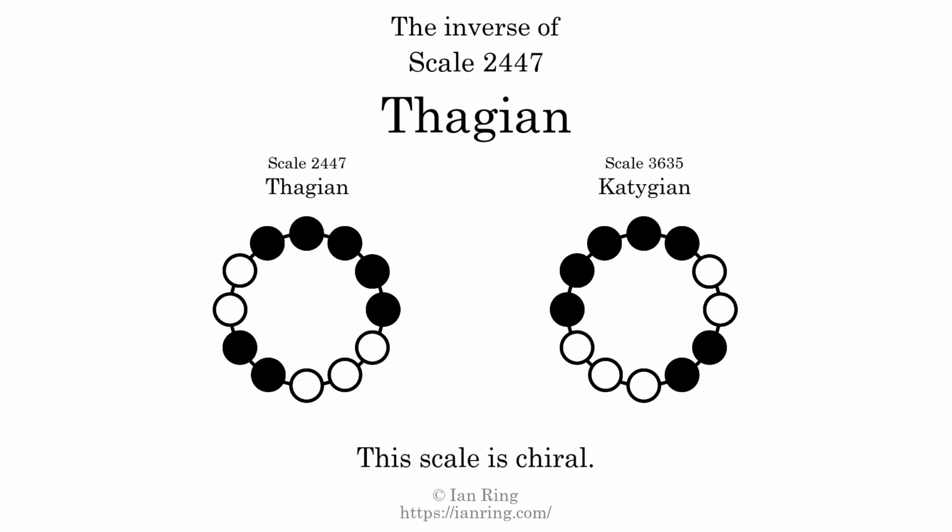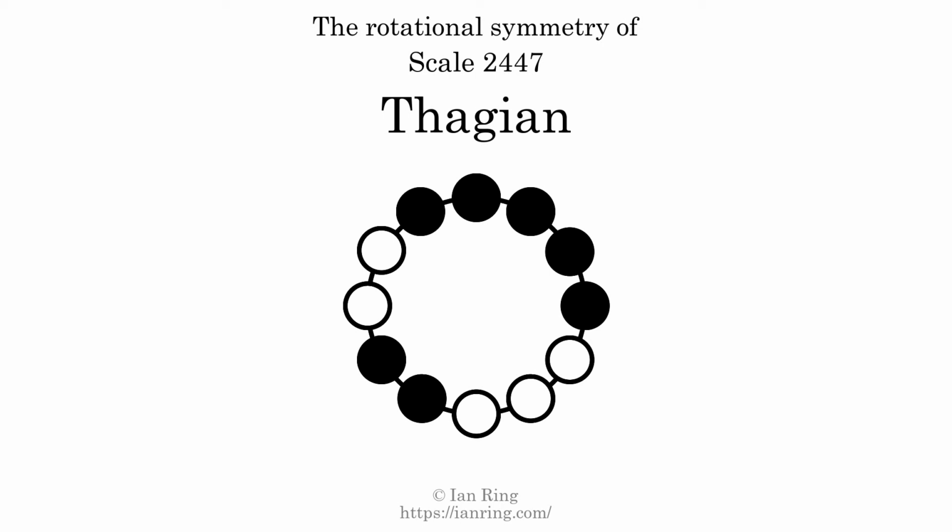The inverse of a scale is a mirror image. It is what you get when the sequence of intervals is reversed. The inverse of this scale is scale 3635, also known as Thagian. This scale is chiral. It cannot transform into its inverse by rotational transformation. This scale has no rotational symmetry.